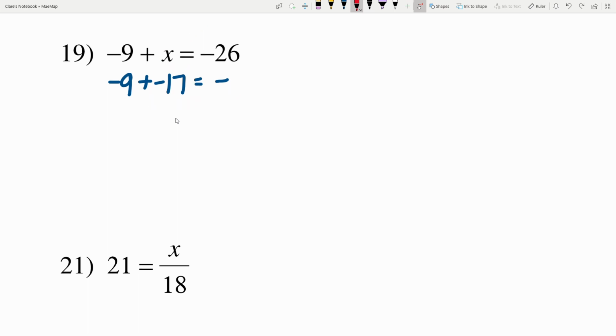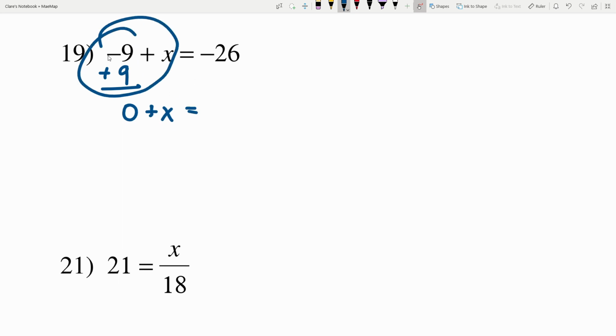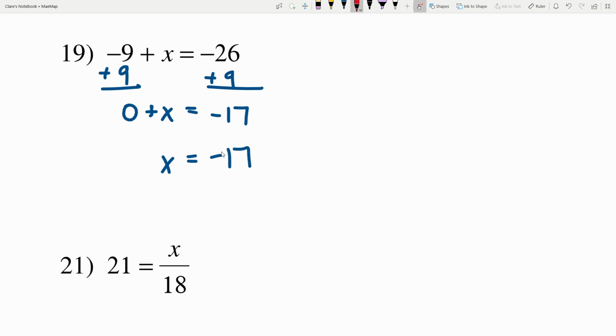Now we know it's negative 17, but let's use the methods that we've been practicing on this worksheet to solve. So that's isolating x. And because negative 9 is added to x, I'm going to add a 9 that's positive to get rid of it, because negative 9 plus 9 gives me 0, and 0 plus x is equal to x. But for now, whatever I do to the left, I need to do to the right. So I added 9 on the left, I'll add 9 on the right. Negative 26 plus 9 is a negative 17. So x is equal to negative 17 for number 19.